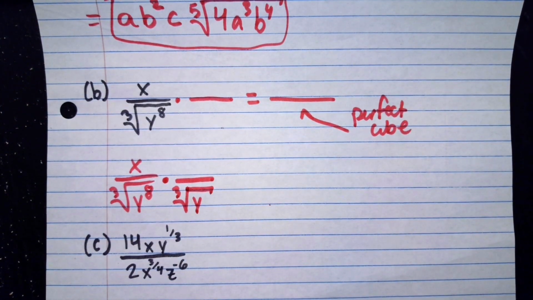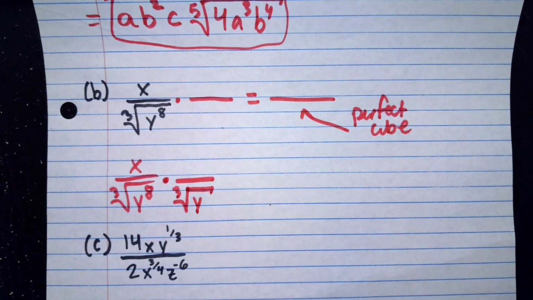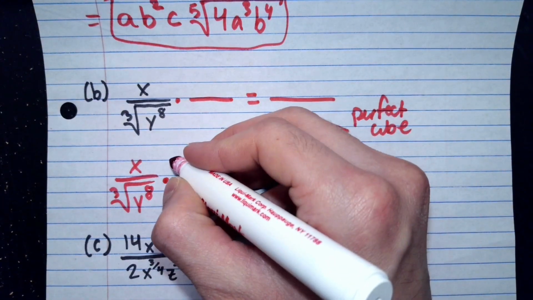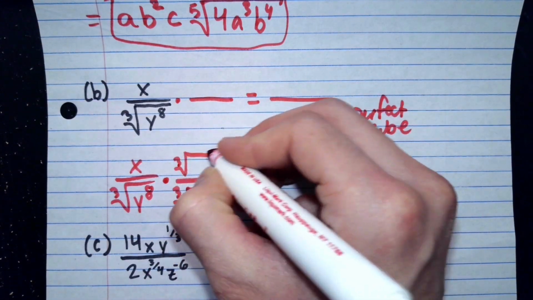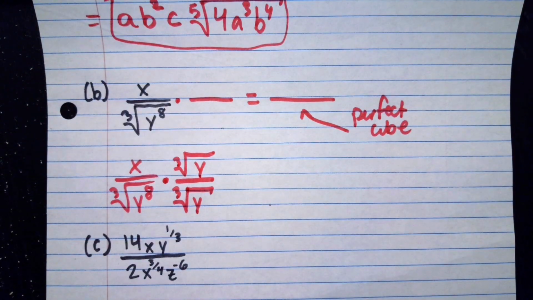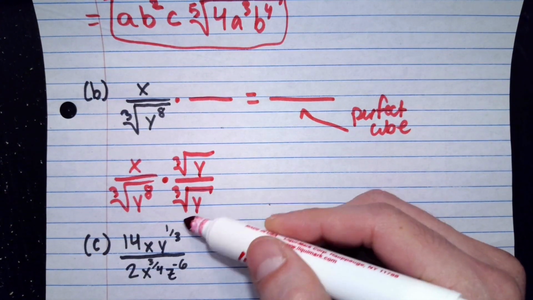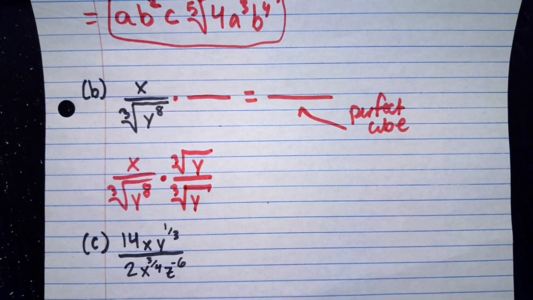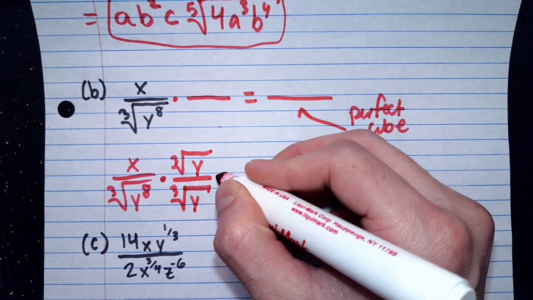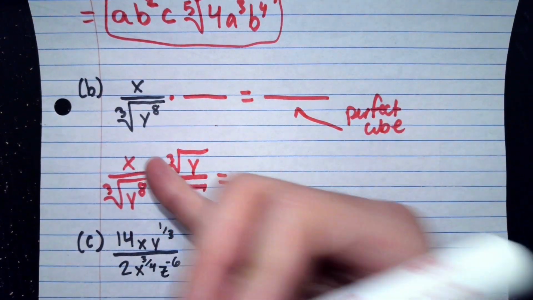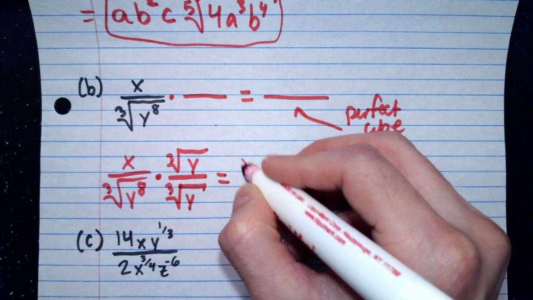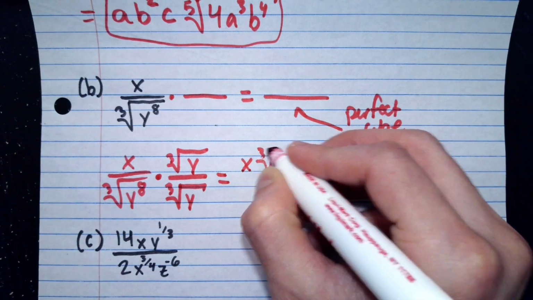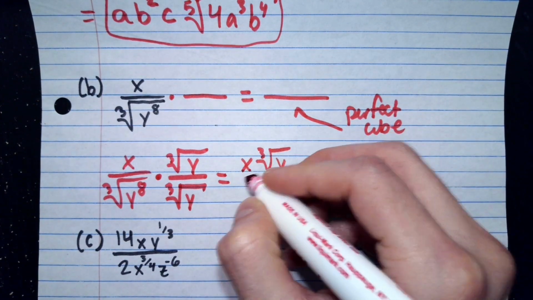And because I don't want to change the actual value of this expression, this is what I like to call in lecture the magic 1, right? If we multiply by 1, we don't change anything but its form. The only thing we're changing is this form. So on the numerator, we have x times that radical, which is just x times the cube root of y.